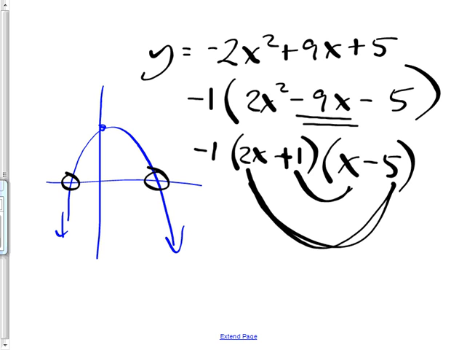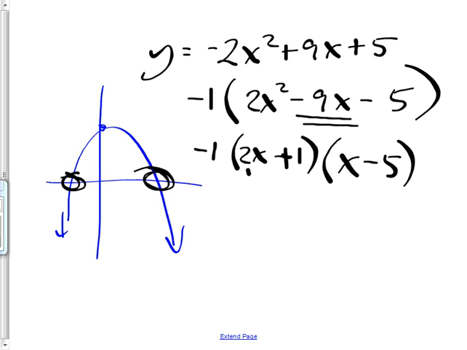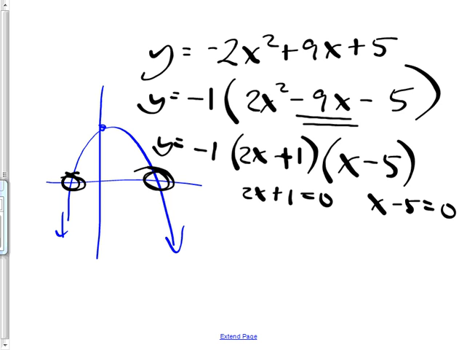So now what? Now I know what these 2 spots are, here and here. You know what they are? They are whatever would make these parentheses equal 0. That's called the zeros. Okay, so this has still got a y equals at the beginning of it. So now, if I have this part right here, 2x plus 1 equals 0, and I set this equal to 0, x minus 5 equals 0. Set them both equal to 0.